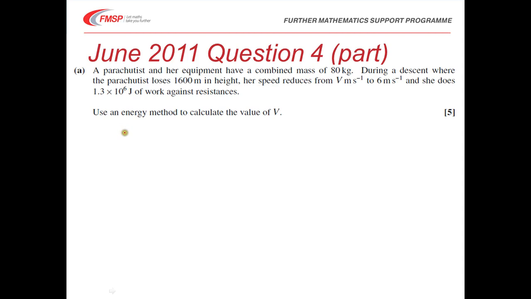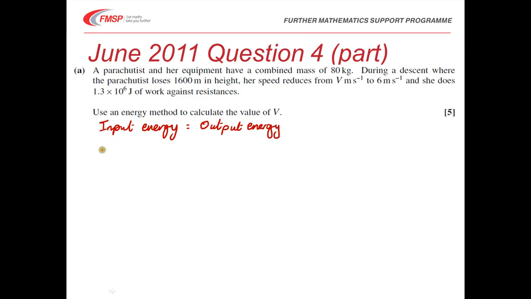So the parachutist and her equipment are falling through this height of 1,600 meters. Her speed is reducing and work is being done against resistances. So thinking about the energy method that we're going to use here, I like to think of this as input energy equal to output energy. Now that doesn't necessarily mean that energy is being conserved because there is work being done by external forces in this system.